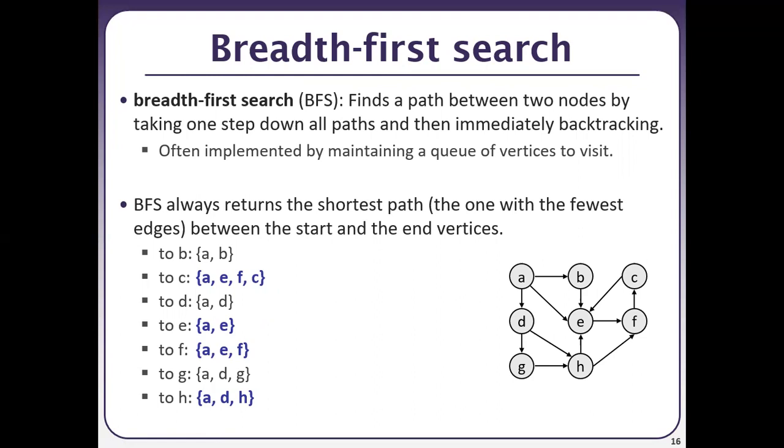BFS always returns the shortest path, but DFS is not guaranteed to find the shortest path. It will find a path. That's it.